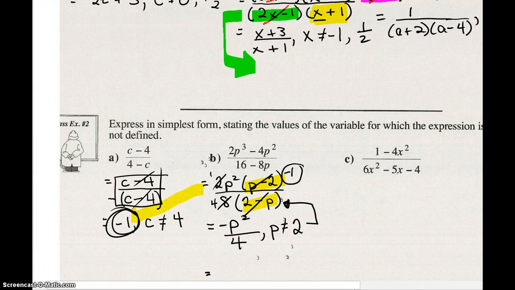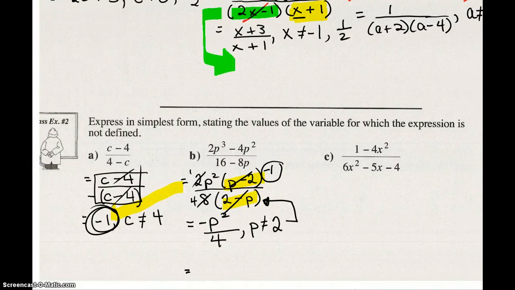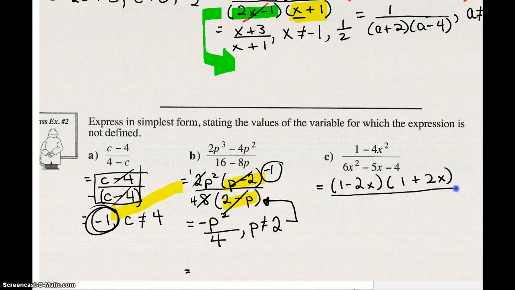Okay, we've got another one. Let's do this one. Notice it's a perfect difference of squares. So in this case, I've got the 1 minus 2x and I have a 1 plus 2x. That's the numerator. The denominator, I have to use decomposition. So I'm going to have a 6x squared, and to save time, I'm going to decompose it for you. You all know how to do this.